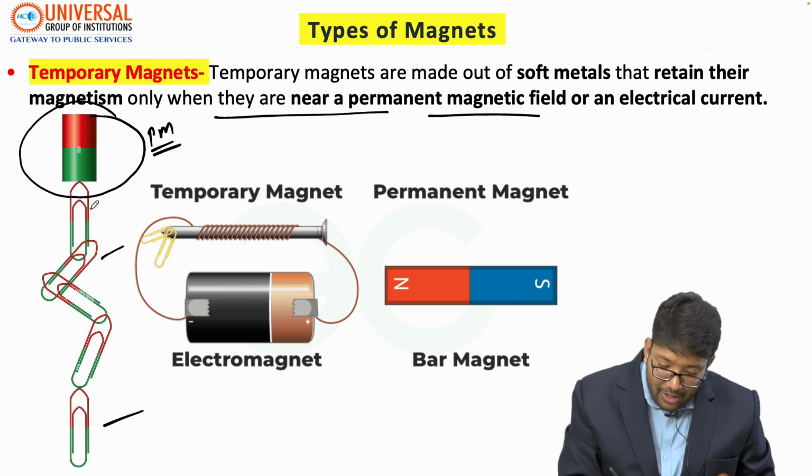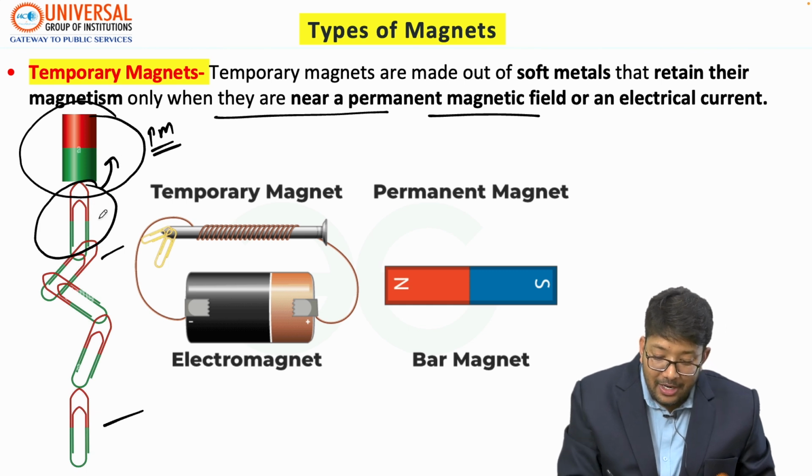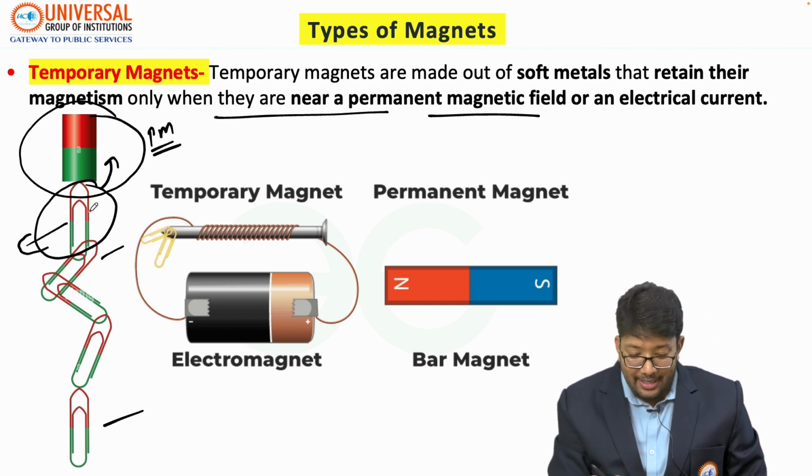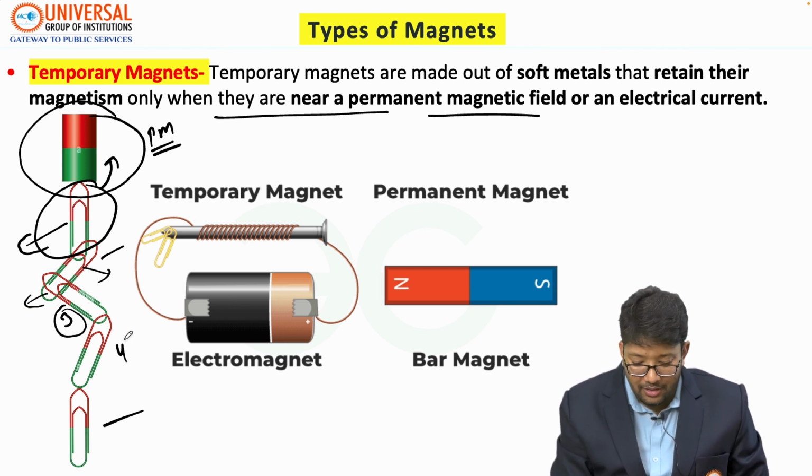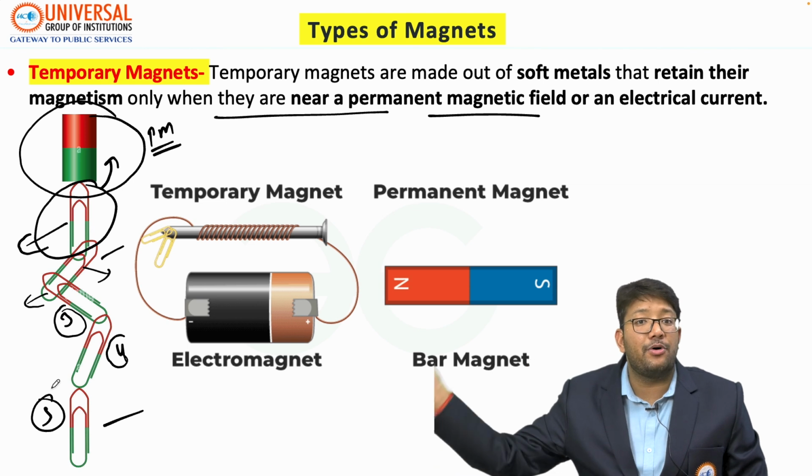So this particular clipping was attached to the magnet, but now it is also behaving like a magnet and it is also attracting this second one. Now this has become a magnet, so it is attracting the third one, fourth one, fifth one and sixth one, like it will keep on going.